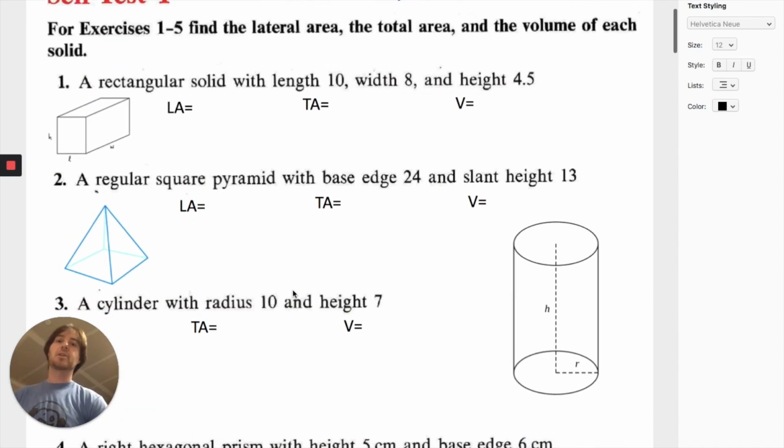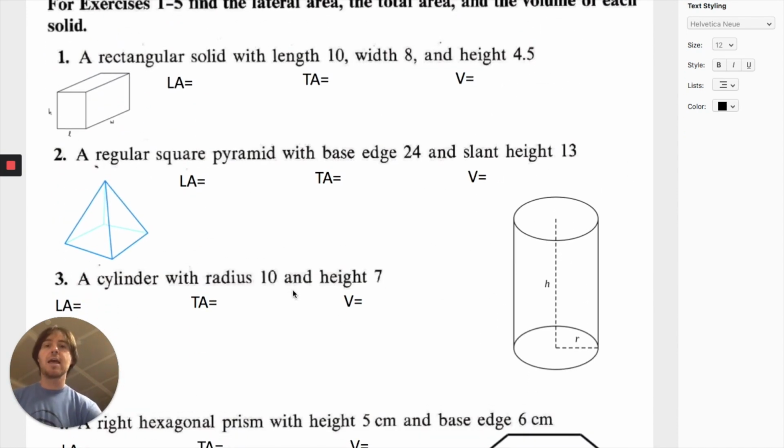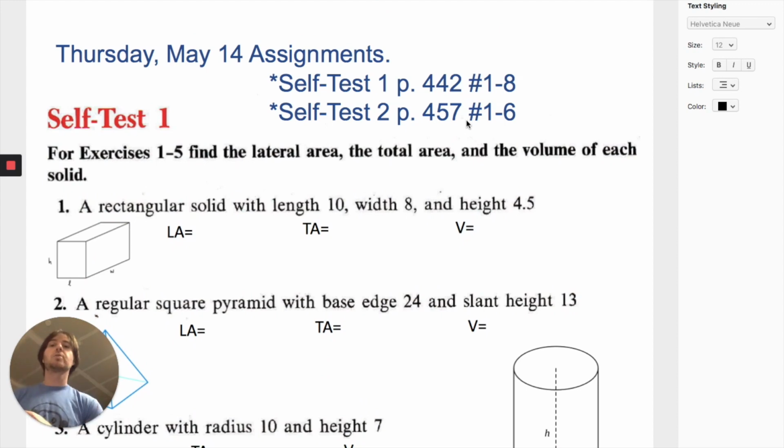It's a lot of computation, getting lateral area, total area, and volume. So what we're going to do today, we're going to do the Thursday assignments, May 14th. You're going to see me just go along and do them with you, one after another, so you get to see how long it'll take Mr. Fortin to do them and explain them all. So self-test 1, which is page 442, numbers 1 through 8. And then finally, we'll do self-test 2 together, page 457, numbers 1 through 6.